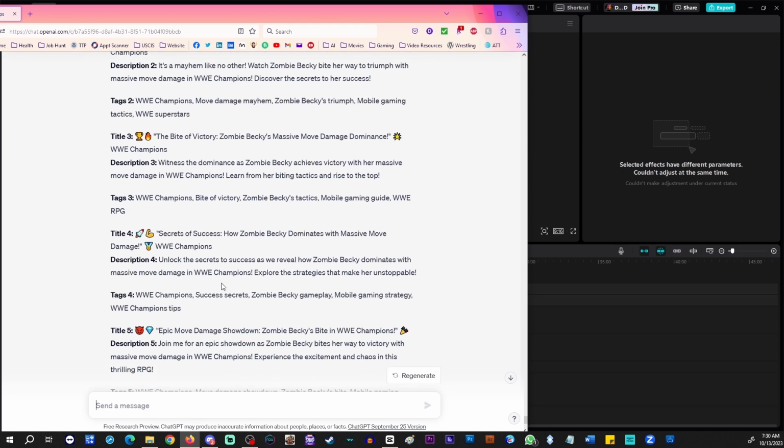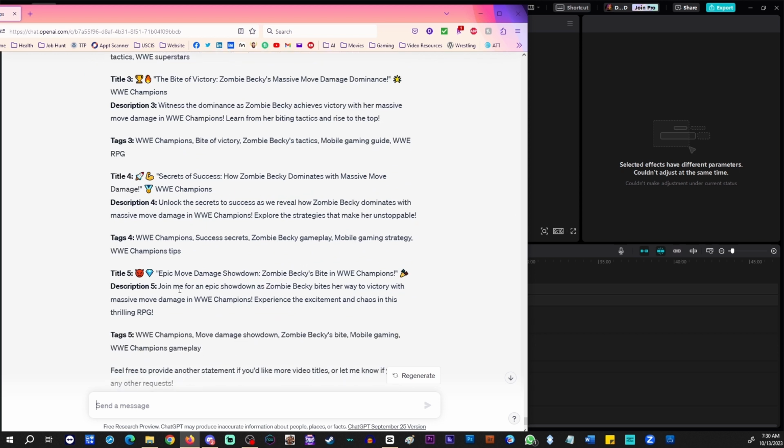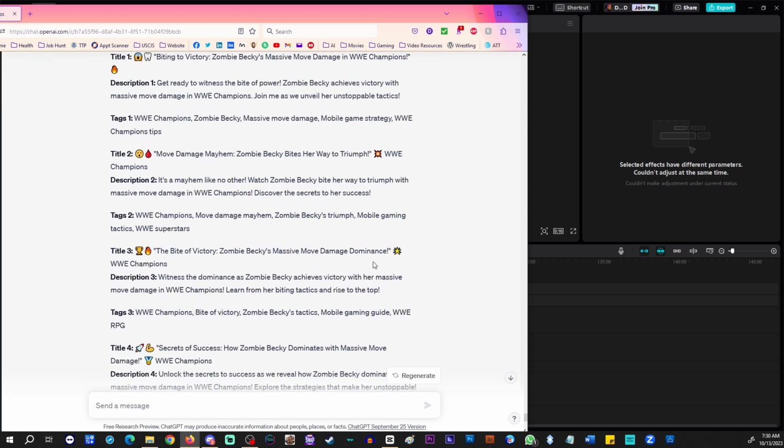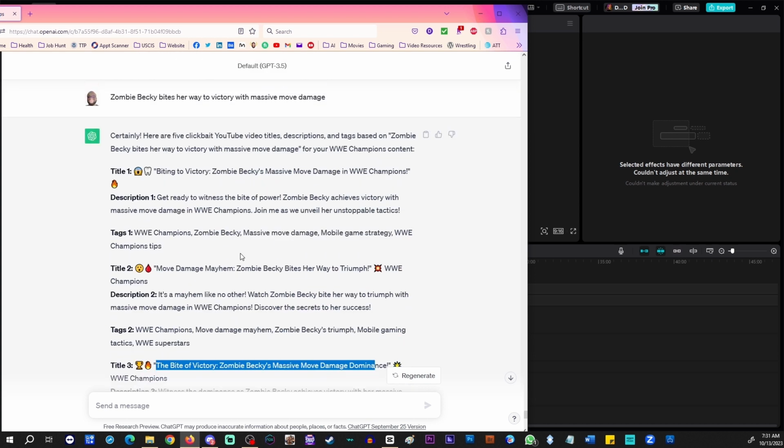The Bite of Victory. Secret of Success: How Zombie Becky Dominates. Nope. Epic Move Damage Showdown. No, I don't like that because Showdown is an actual event we have in game and there's no showdown. So I like this, The Bite of Victory. So I'll probably use this title, use the description, and probably use the tooth and the blood from these two.